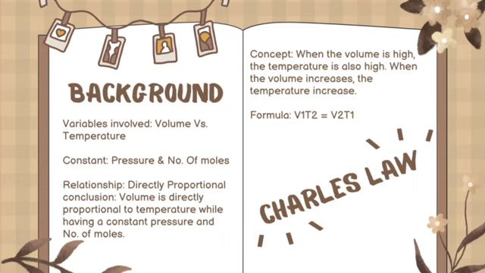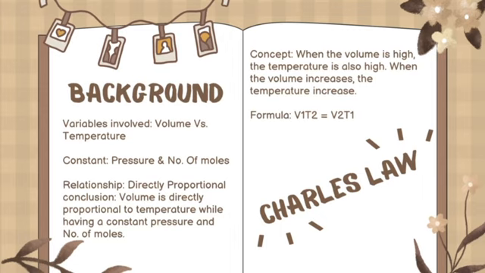The variables involved in Charles' law are volume versus temperature. The constants are pressure and number of moles of gas. The relationship of this law is directly proportional, meaning volume is directly proportional to temperature while having a constant pressure and number of moles of gas. The concept of this law states that when the volume is high, the temperature is also high. When the volume increases, the temperature increases.